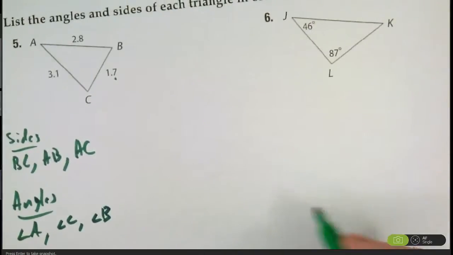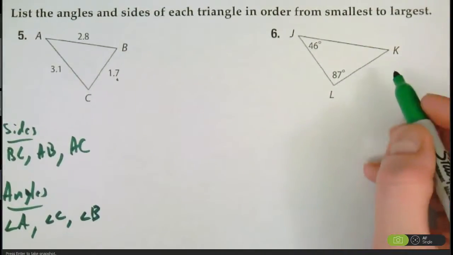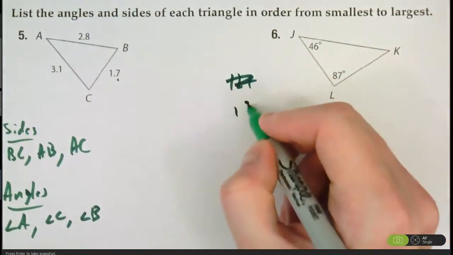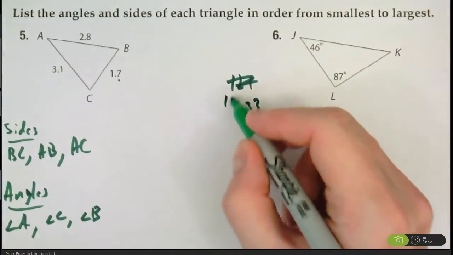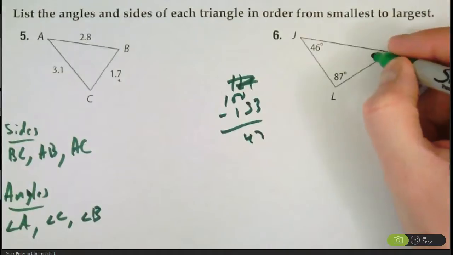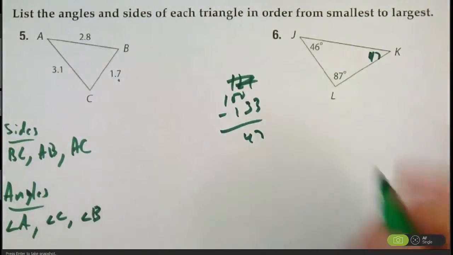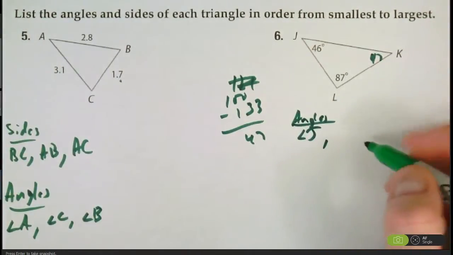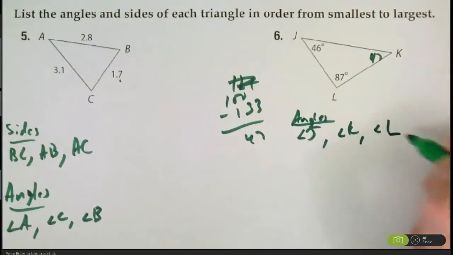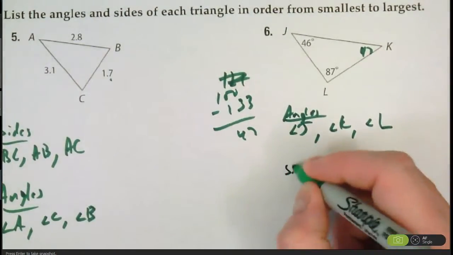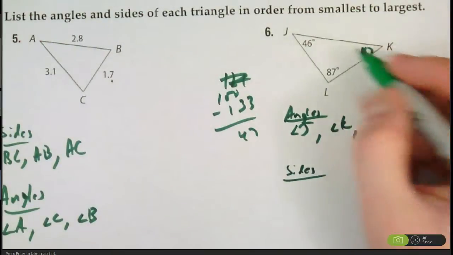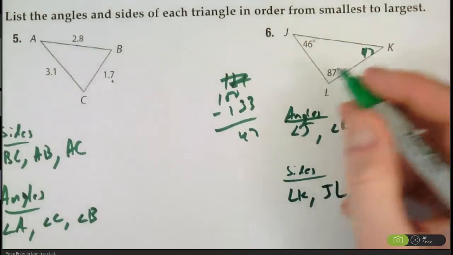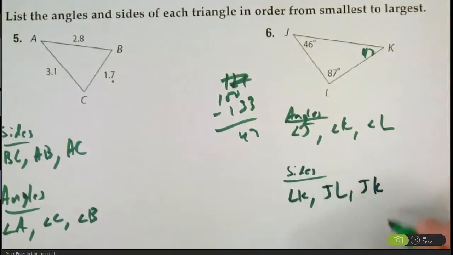There we go. Now for number 6, they try to get tricky with this. They don't give you the missing angle. So 46 plus 87 is 133, and 180 minus that is 47. So angle K is 47. So angle-wise, angle J is the smallest, then angle K, then angle L. Now for the sides, opposite the smallest angle is the smallest side, so LK. Then it's JL. And opposite the biggest angle is the biggest side, so JK.